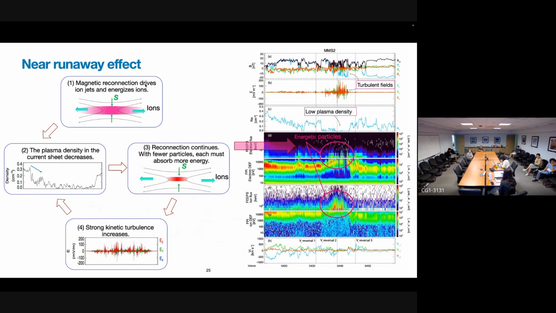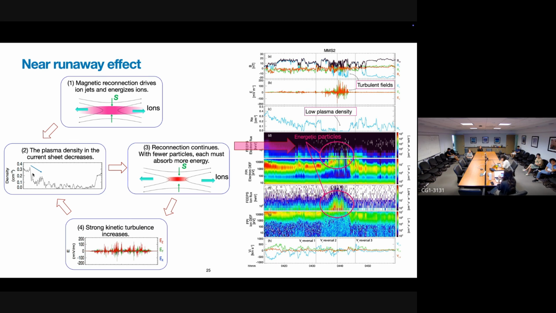So we propose this near runaway effect. What's happening is, when reconnection first happens in the tail plasma sheet, the lobe flux keeps coming in, and the lobe naturally has lower plasma density and is colder. So you will have a natural decrease of the plasma density at the center of the current sheet. What that means is each pair of particles will have to carry or absorb more energy when there are fewer and fewer of them, if the reconnection keeps going.